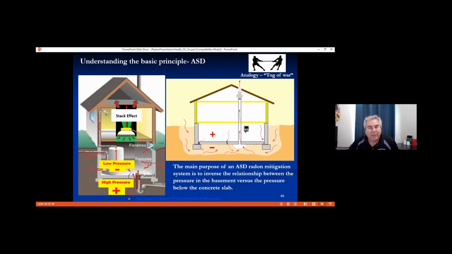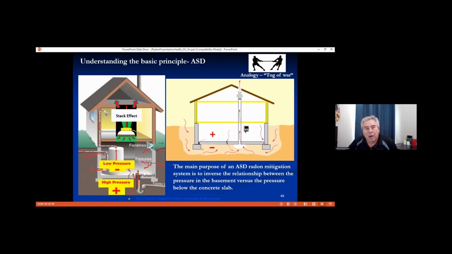On the right-hand side, we see that there's a radon mitigation system installed. So essentially, we have a pipe that crosses through the concrete floor in the basement. We have a pipe here that goes up to the attic. We have a radon fan installed in the attic, and we're going to discharge the gas up through the roof.